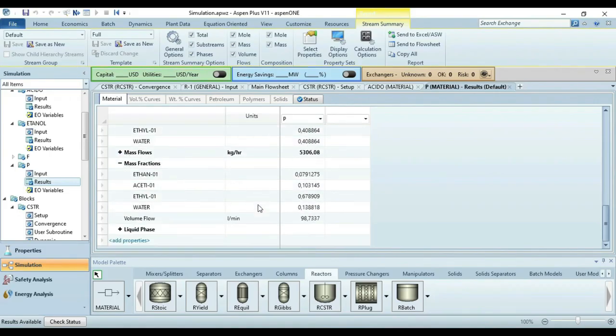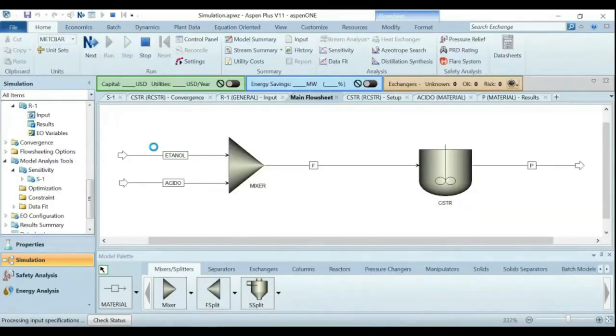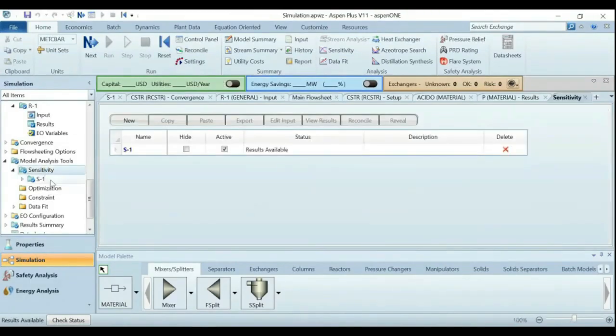Here we have the results for mass fractions converting. Okay, and I think we can go now to checking our sensitivity analysis. So returning here to our simulation, let's create a new case in sensitivity analysis.